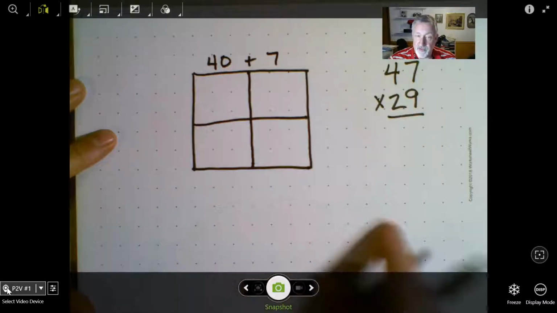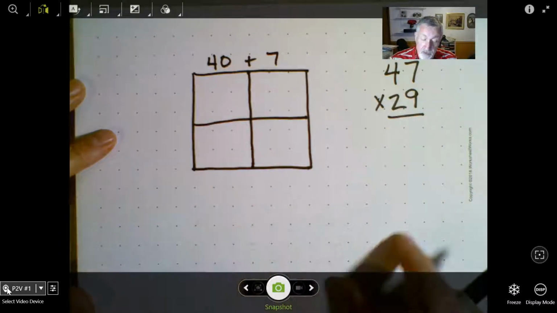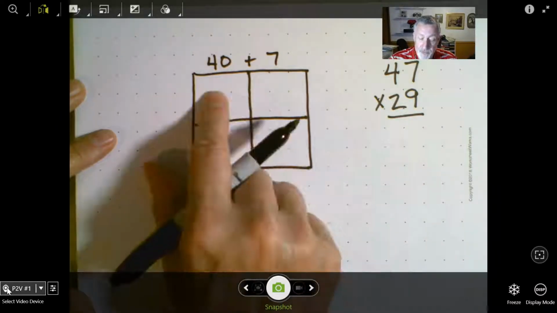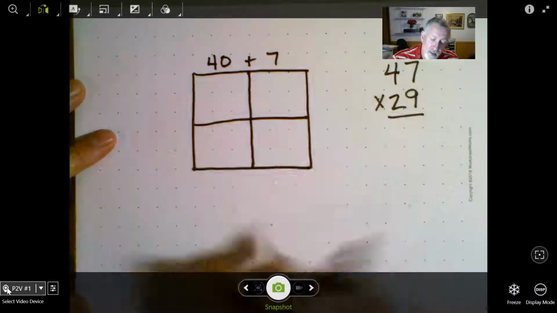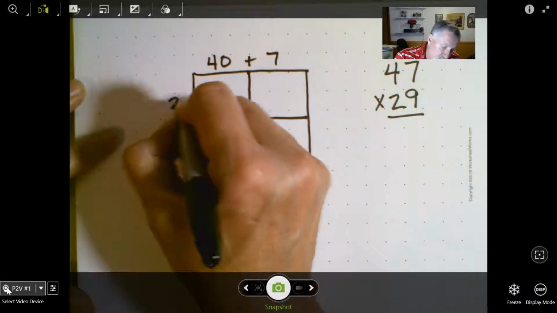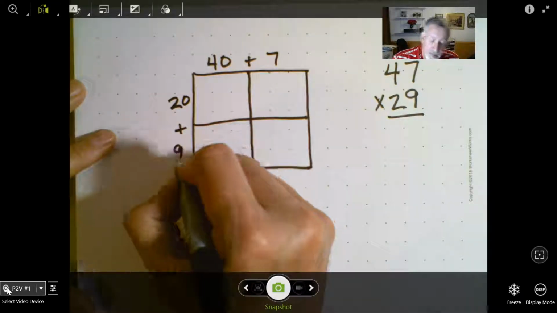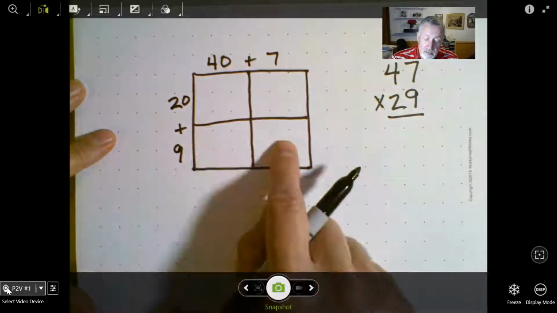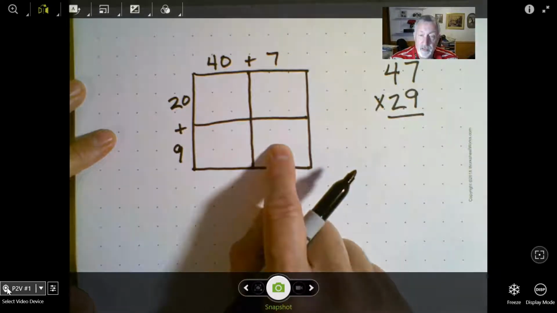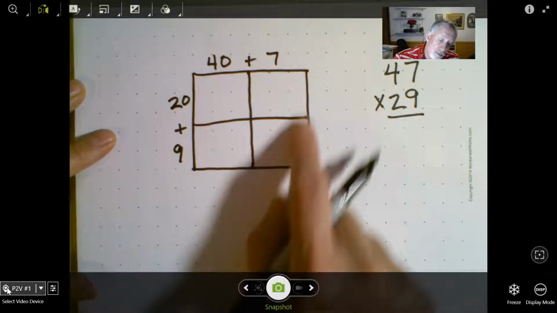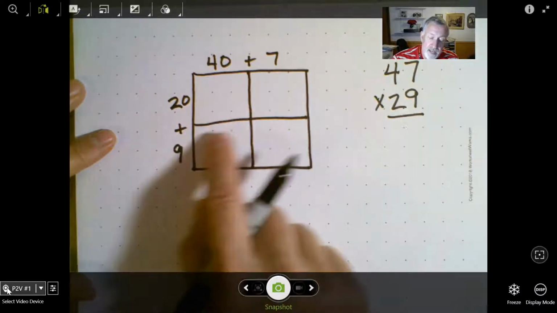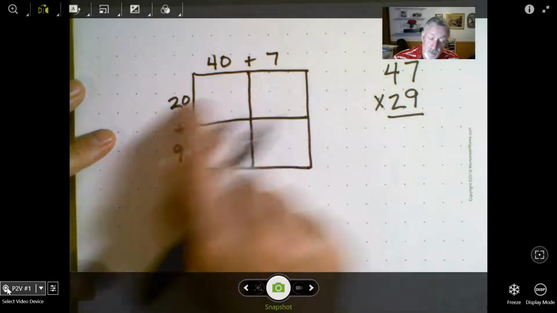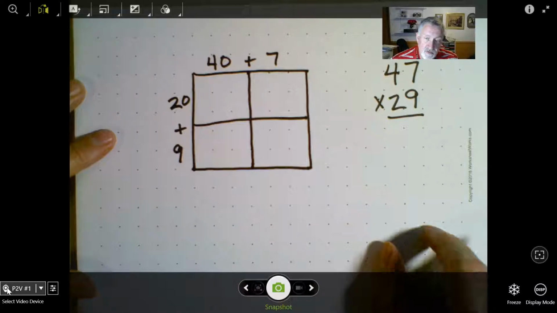And I've got 47. So basically what I've done is I've taken my area, my rectangular area, and I've divided it up like we did in the previous, it's not proportional, but I've divided it up into 40 plus 7. And I've got 29, and I'm going to divide that up as well, 20 plus 9. And so if I figure the area of each one of these individual squares and then combine them together, then what I have is the area of the total shape, which is 47 by 29.